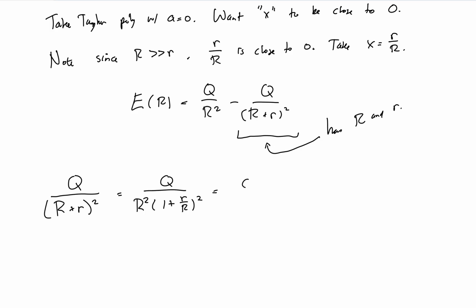And so I can think of this as q times big R squared, and I have 1 over 1 plus little r over big R squared. Again, you might not expect to know how to do this the first time. The idea is once you've seen a couple examples like this, then you have an idea of how to go about such a physics problem.